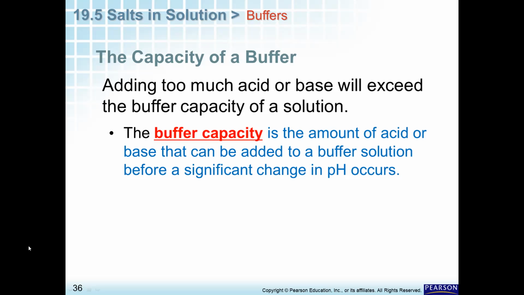The buffer will keep the pH fairly constant as you add a certain amount of acids and bases. But these acids and bases are not unlimited, no matter how much you want to add. No, there's a limit, and once you exceed this limit, it ruins the process. The buffer is no longer able to keep the pH fairly constant. So that limit or that amount is called buffer capacity, which is how much acid and base you can add while keeping the pH fairly constant.